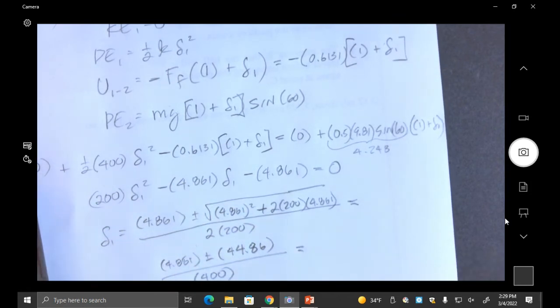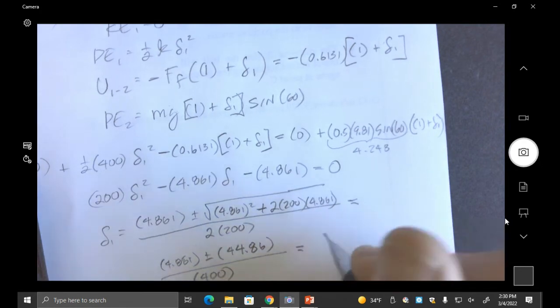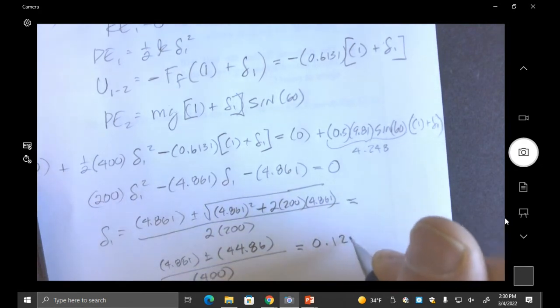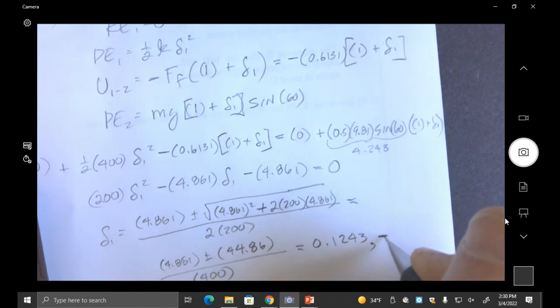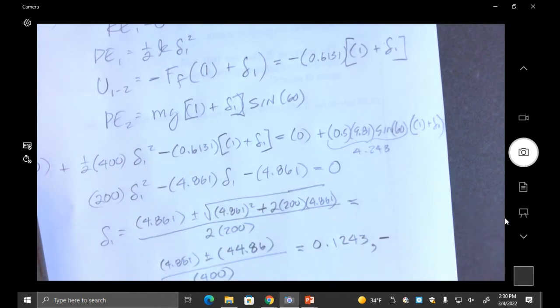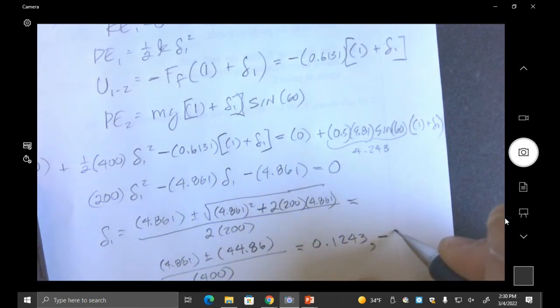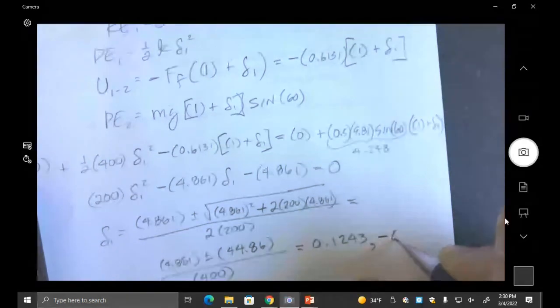So for the positive one, 4.861 plus 400, we get 0.1243. And then the other one, we're going to get a negative value, which is meaningless. That's the whole reason why I wanted to actually get the thing. 4.861 minus 400, so we're going to get a negative, really small. I guess it's pretty much this.